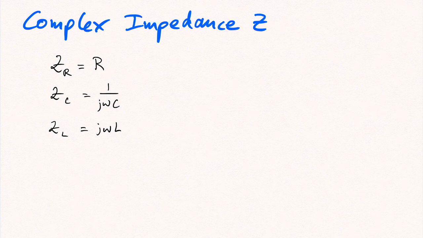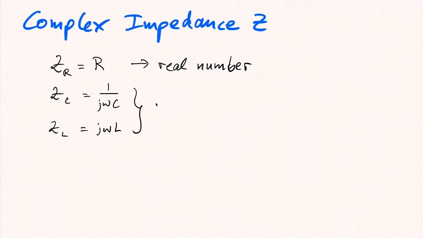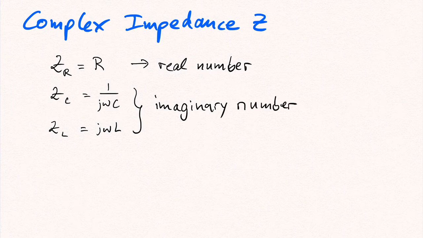The impedance of a resistor R is a real number, and the impedances of capacitors and inductors are imaginary numbers. When using complex impedances for resistors, capacitors, and inductors, together with phasor notation for AC currents and voltages, we can solve AC circuits very easily because all the laws we already derived for DC circuits apply in the same way.